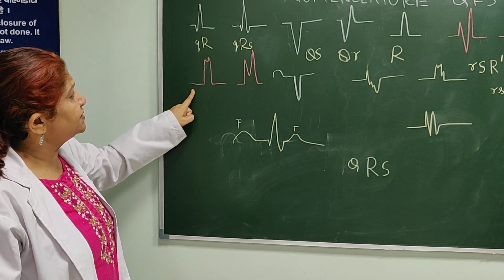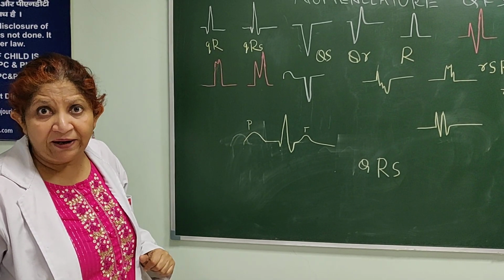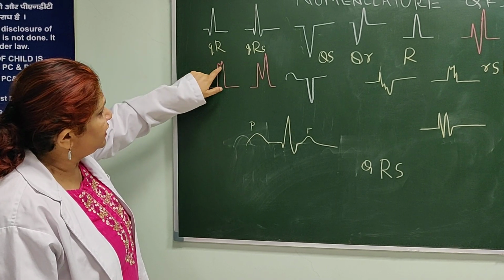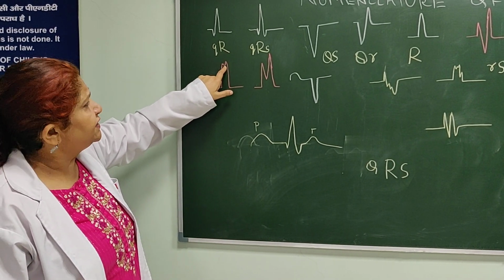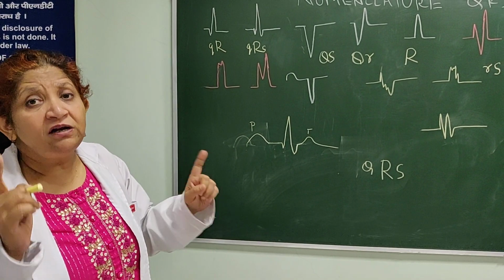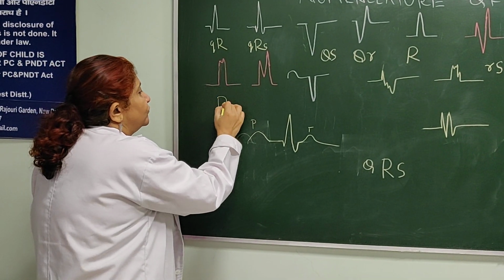Now we come to this. Can you see this complex? This is again a monophasic complex. But you see there is an R wave, there is a little notch here. Since it is a very tiny notch, it will still be called R wave only. Okay.